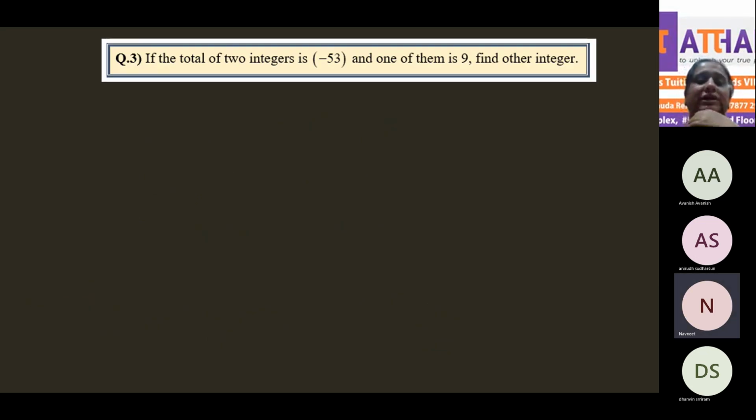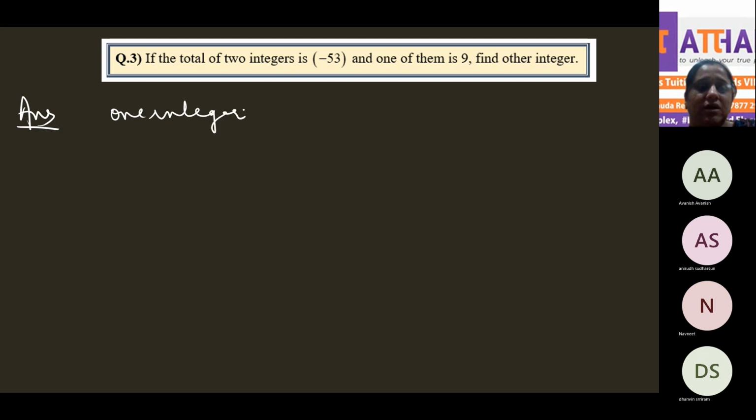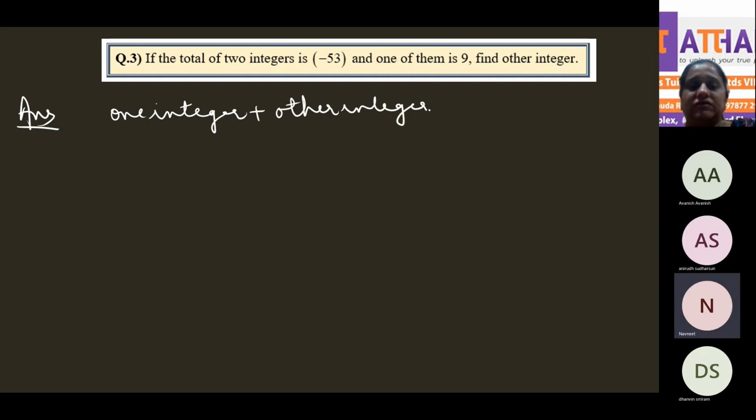If the total of two integers is minus 53 and one of them is 9, find the other integer. So you must write it like this: one integer plus other integer is equal to the total.